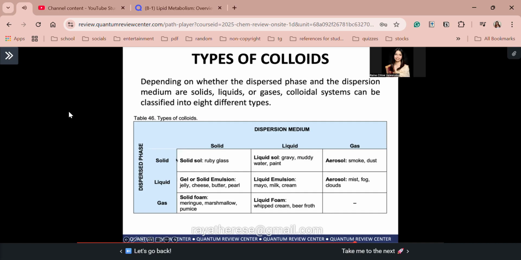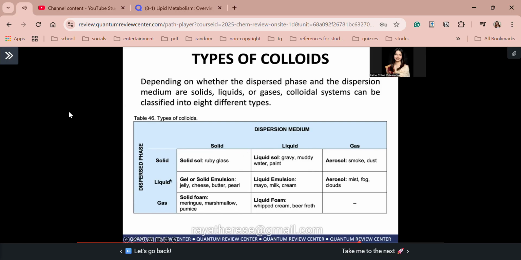So, if you have a solid dispersed phase and solid dispersion medium that forms solid sols, ang example natin yan ay ruby glass. If you have a solid dispersed phase and a liquid dispersion medium, you form a liquid sol. Ang example natin yan ay gravy, muddy water, and paint. And then, if you have a solid dispersed phase, again, parang solid solute, and a gas dispersion medium, let's say gas yung solvent, you have an aerosol. So, for example, guys, smoke, dust, they are aerosols. Okay? They are colloids. So, dapat guys memorize to, okay? Pag solid, solid, solid, solid, solid liquid, liquid, solid gas, aerosol.